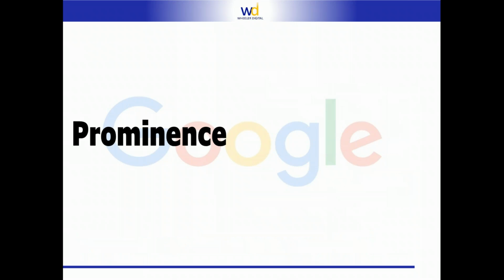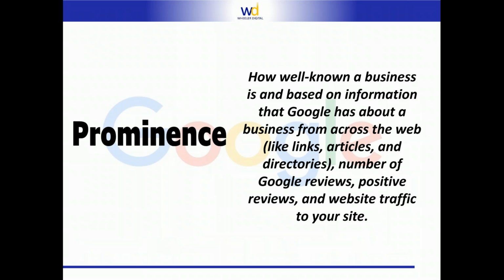The third bucket is the prominence bucket, and this is how well known a business is. It's also based on information that Google has about your business from across the web. This is not information solely from Google My Business. This is information coming from links or articles where your business name is listed or that you've written, directories, your Google reviews, positive and negative, and website traffic to your website.